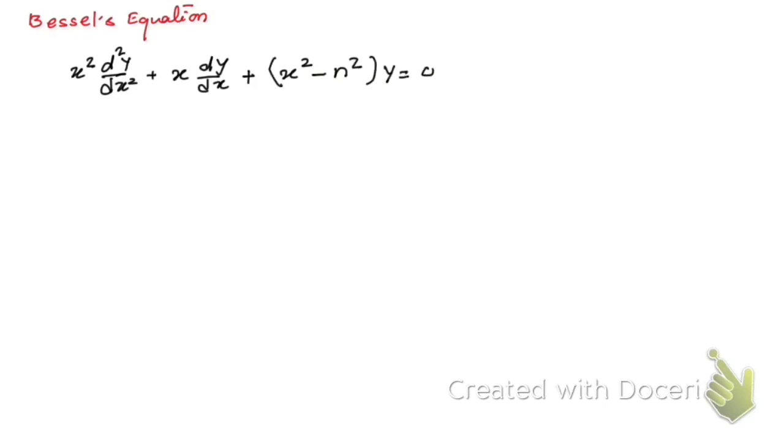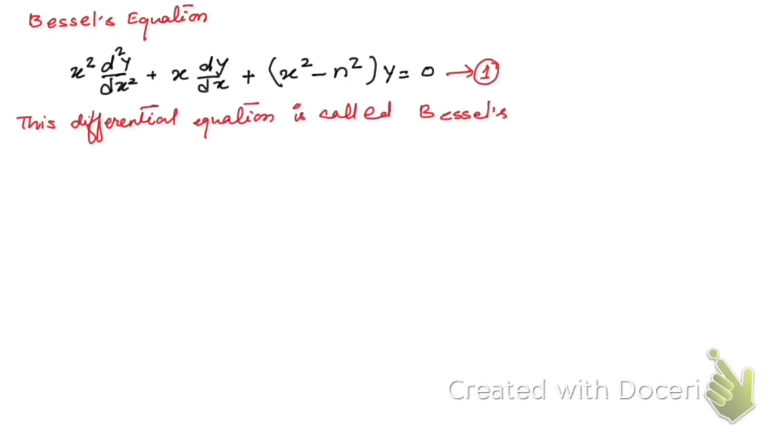So, Bessel's equation. This differential equation that you can see here, I'm writing here. This is the differential equation which is called Bessel's equation. Suppose this is equation number 1. This differential equation is called Bessel's equation of order n.